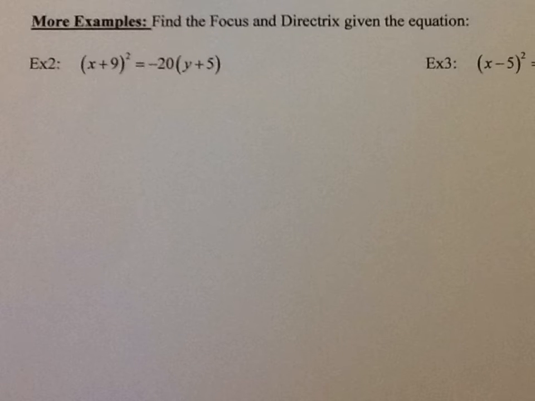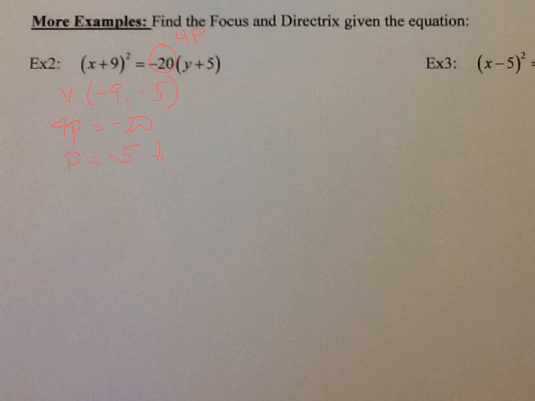Okay, so let's take a look at problem number 2. And remember, the first thing we're going to do is identify the vertex. So my vertex is (-9, -5). And now I want to find p. Remember, this number here is 4p. So 4p is equal to -20. So p is equal to -5. And notice that p is negative, so that means from my vertex to my focus, we'll actually be moving down.